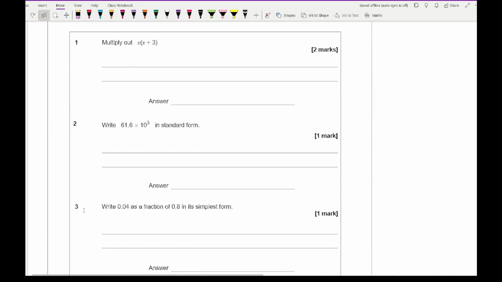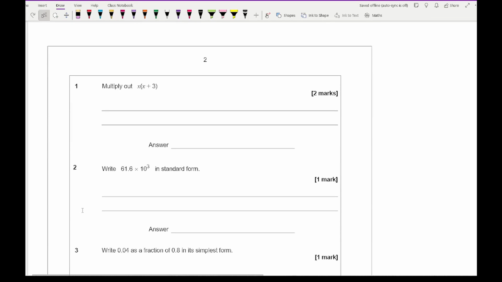So looking at question 1, it says to multiply out this bracket, so that should be relatively simple. So we've got x times x, which is x squared, plus x times 3, which is 3x.